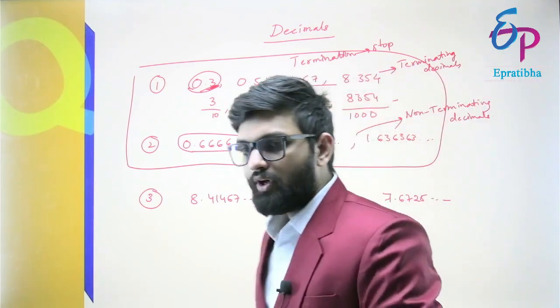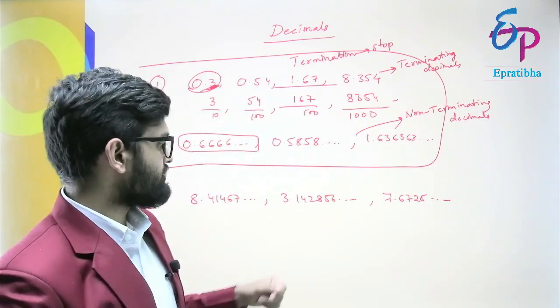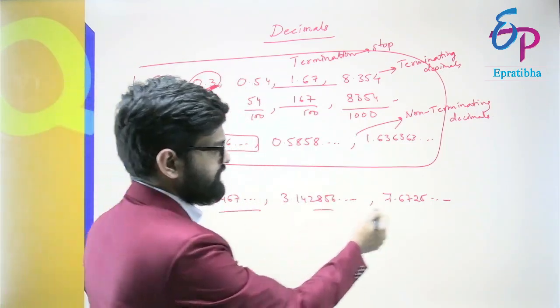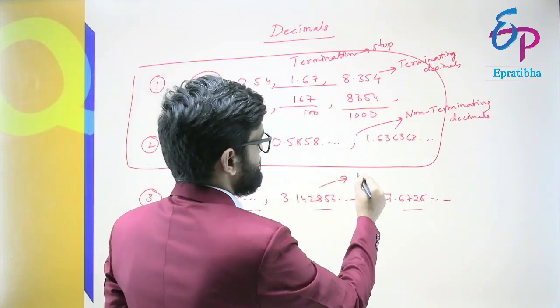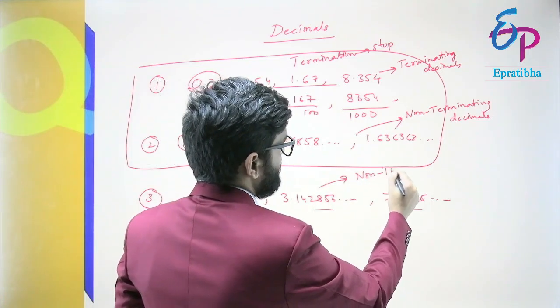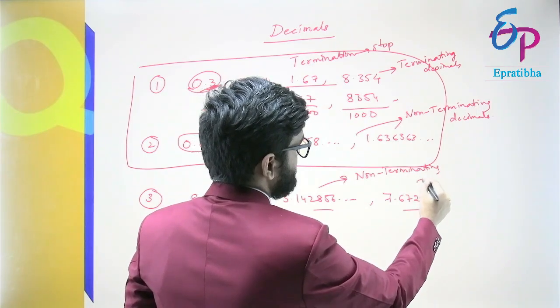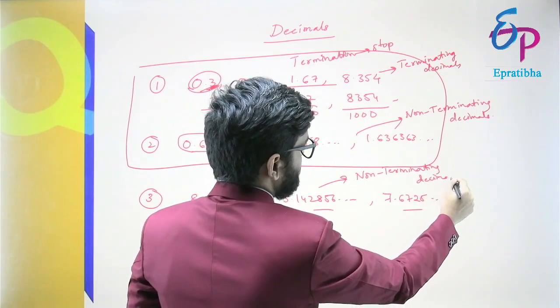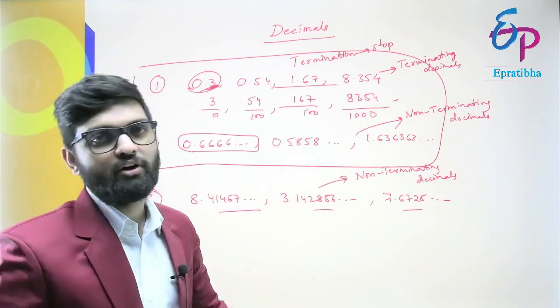Next, what is the basic difference between these 2 and 3? If you see, the decimal is being stopped here, yes or no? No, the decimal is not stopping here. So we call these decimals non-terminating decimals. But these are also non-terminating decimals.